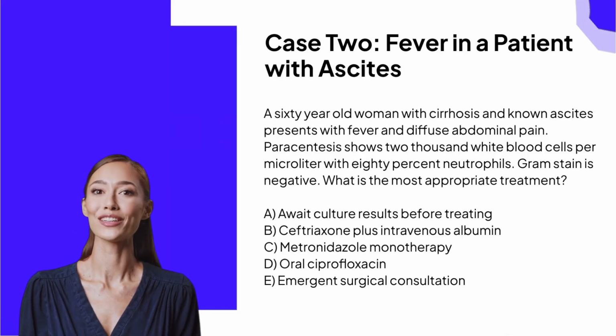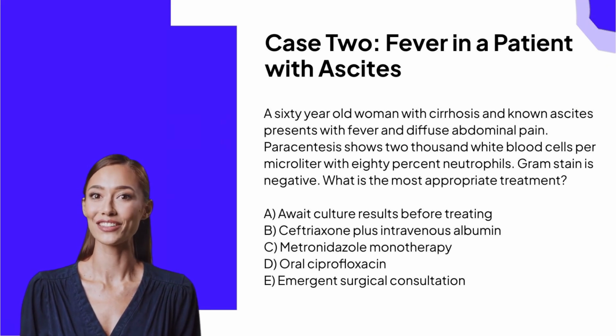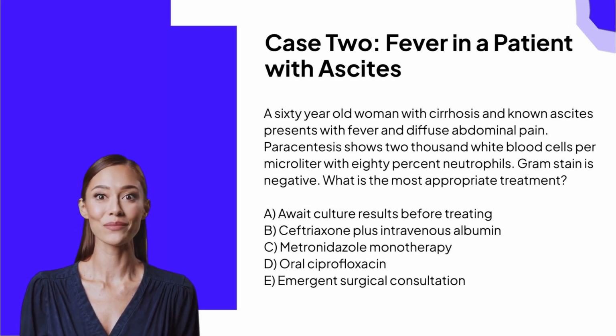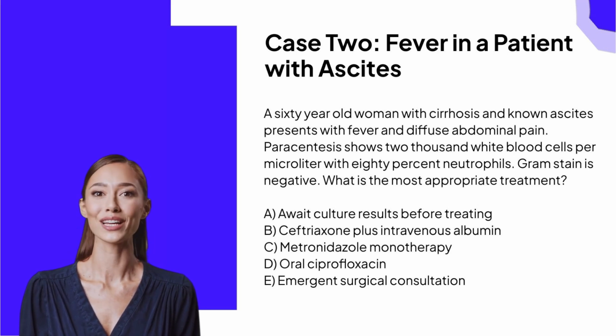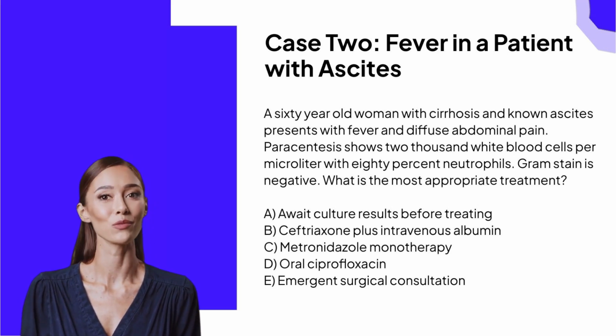A 60-year-old woman with cirrhosis and known ascites presents with fever and diffuse abdominal pain. Paracentesis shows 2,000 white blood cells with 80% neutrophils. Gram stain is negative. What is the treatment? A is wait for culture results. B is ceftriaxone plus intravenous albumin. C is metronidazole alone. D is oral ciprofloxacin. E is emergent surgery. What would you choose?